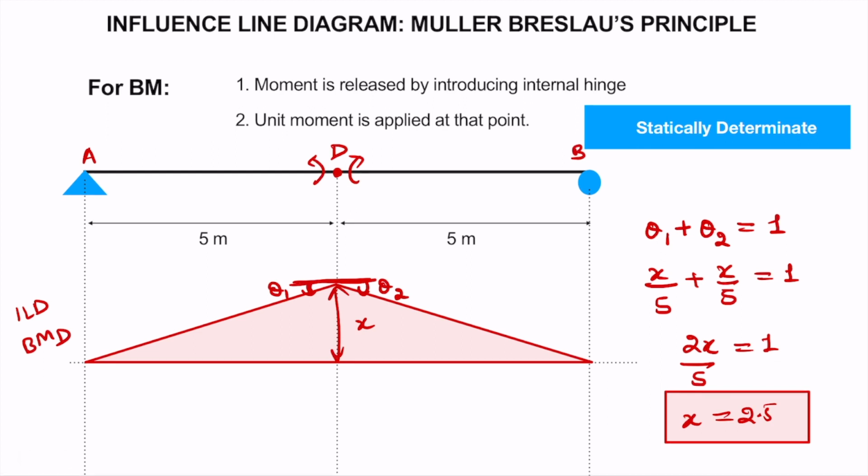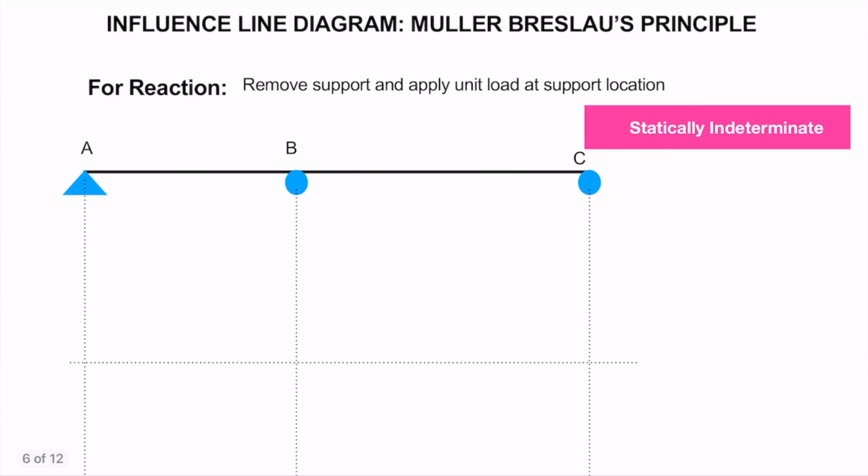We are done with statically determinate structures now. Now we'll see how to draw ILD for reaction, shear force and bending moment for statically indeterminate structures. The steps are similar. The only difference is for statically indeterminate structures, the ILD will be curved lines, while for statically determinate structure it was straight line.